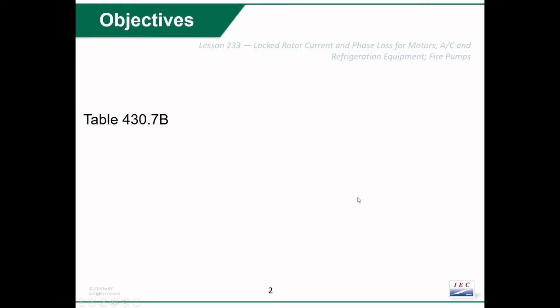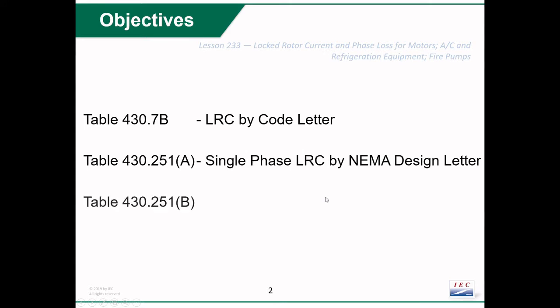So a couple tables we need to reference here. In this case, table 430.7(B) is going to tell us locked rotor currents by letter code. 430.251(A) and actually .251(B) are going to be single phase and three phase respectively. That's going to tell us locked rotor currents by NEMA design letter. So we need to be careful.